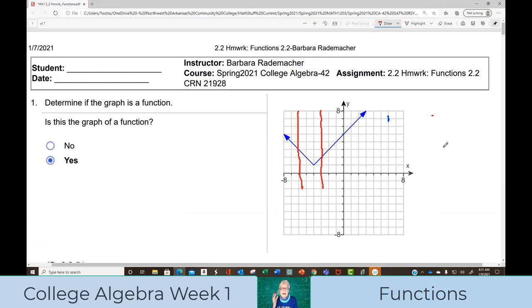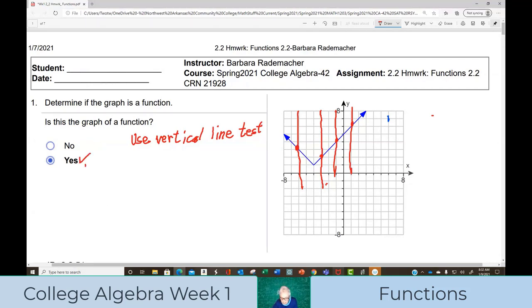Here's what the vertical line test teaches you. So I'm going to write vertical line test. If this line crosses the graph and touches the graph at only one point everywhere on the graph, then what you've got is a function. And notice that no matter where I draw a vertical line here, that vertical line will touch the graph at only one point. It's a function.